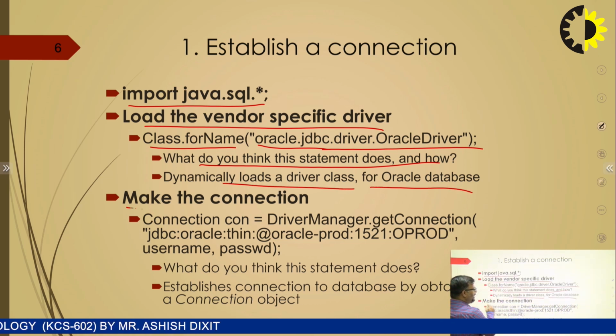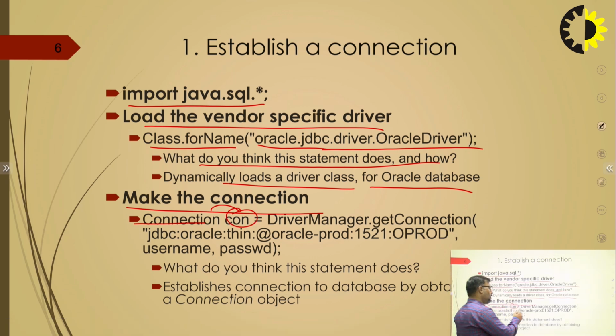Next, make the connection. How will we make the connection? Connection is a class, and we will create an instance variable con. Then use the DriverManager.getConnection method, with the JDBC Oracle URL, then the Oracle product.